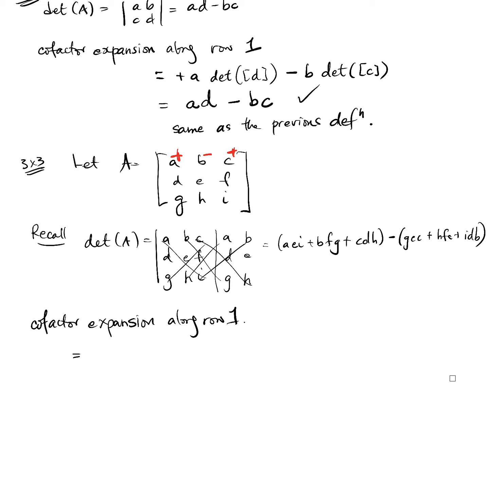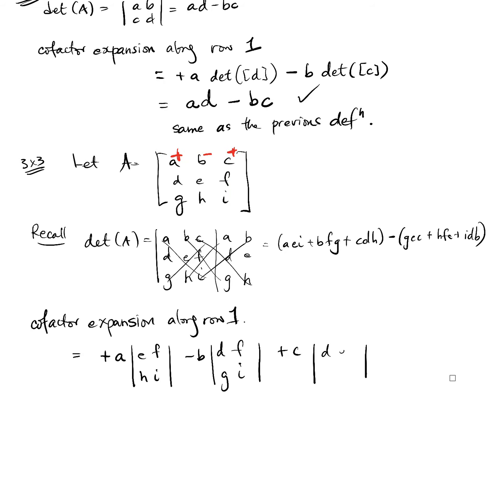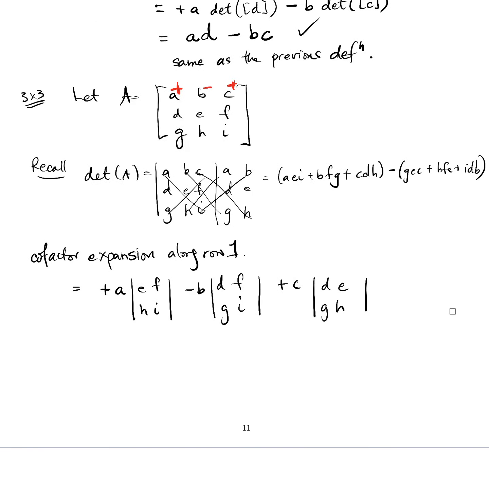So the cofactor expansion is plus A times the minor, and we delete the row and column of A: E, F, H, I. Okay, and then minus the entry, so minus B times the minor, and we delete the row and column of B: D, F, G, I. And lastly, plus C times the minor, which is D, E, G, H. Okay, and so we were hoping that what comes out of here looks like here.